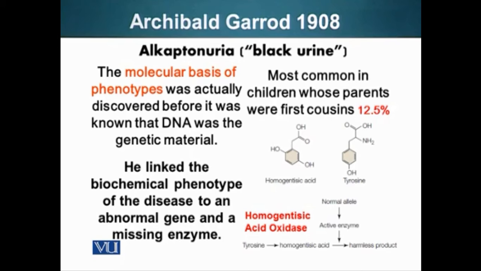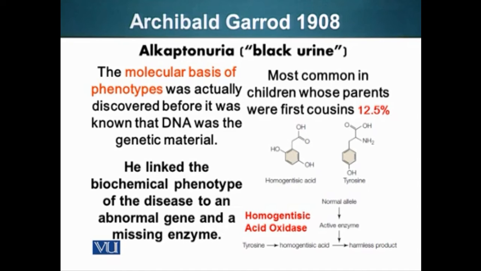The name of that protein is homogentisic acid oxidase. It converts homogentisic acid into a harmless product. In metabolism, tyrosine is converted into homogentisic acid, which is then converted into a harmless product. Low levels of homogentisic acid can be tolerated, but if this enzyme, homogentisic acid oxidase, is missing or non-functional, homogentisic acid will accumulate and it will cause damage.